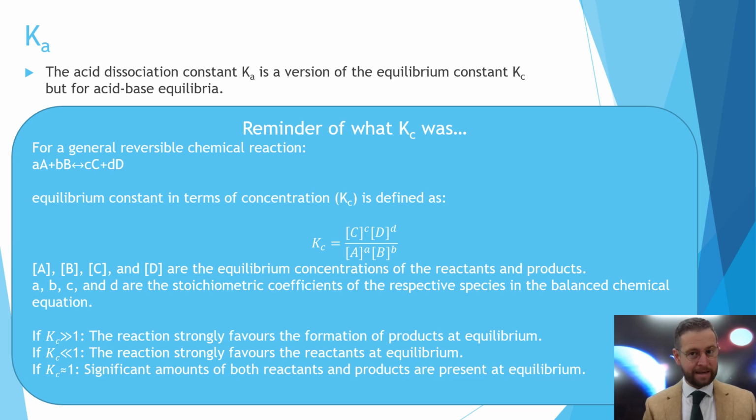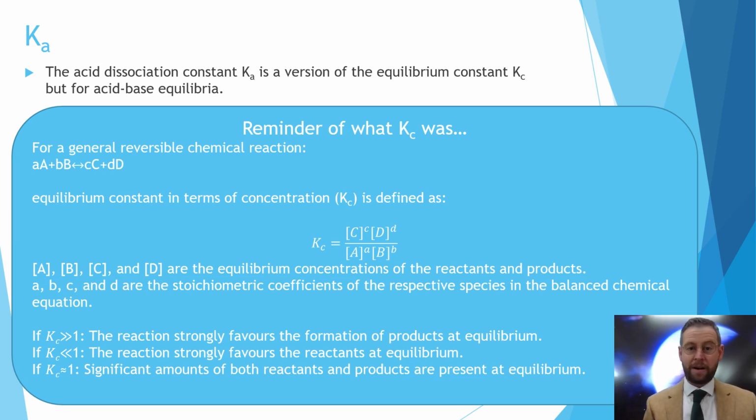Now, as a reminder, what Kc was, if we had any kind of reversible chemical reaction, where a certain amount of chemical A was added to a certain amount of chemical B, where those amounts are given by lowercase a and b, and it would turn into some products, a certain amount of C and a certain amount of D, but not really products because the reaction can go the other way as well. So basically these chemicals can turn into those chemicals and back again. It is a reversible reaction.